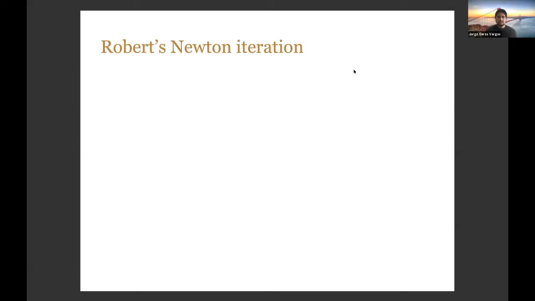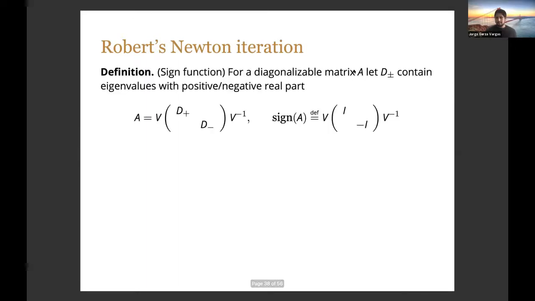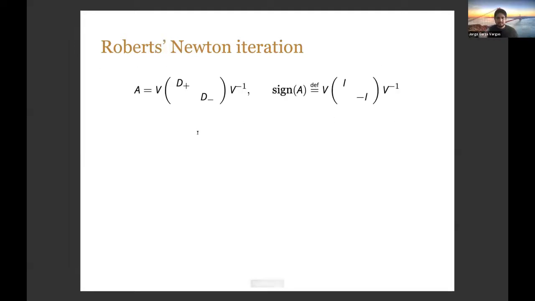Regarding the computation of the sign function, first let me define what the sign function is. The sign function of a matrix A is a matrix with the same set of eigenvectors, but the eigenvalues are either 1 or -1. To be more precise, you put a 1 for every eigenvalue that's on the right side of the complex plane, and you put a -1 for every eigenvalue of A that is on the left side of the complex plane. Let me put that equation there as a reminder.